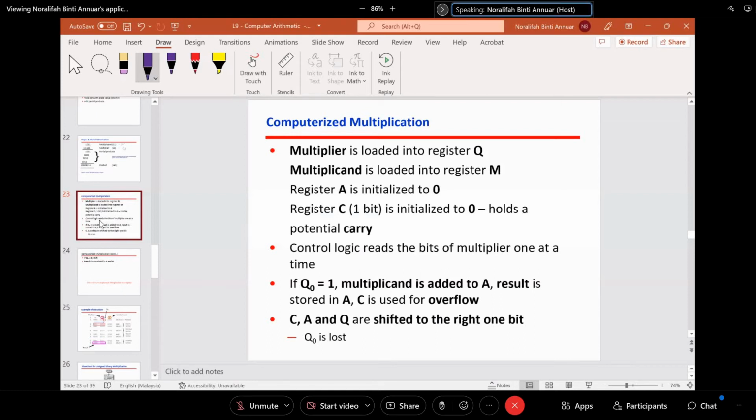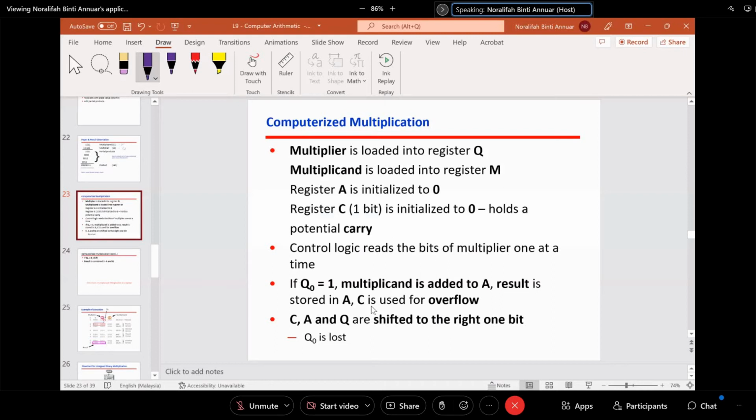Control logic reads the bit of the multiplier 1 at a time. In this part, we want to learn how our computer does this multiplication operation. How does it do it? If Q0, this is important, if Q0 is equal to 1, the multiplicand is added to A. The result is stored in A, and C is used for the potential carry. C and Q are shifted to the right 1 bit. What is Q0? Q0 is the position of the bit in register Q.